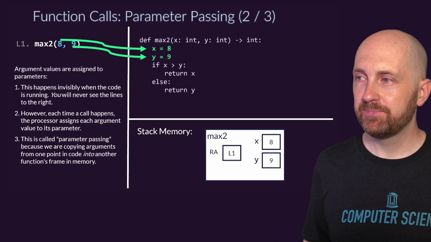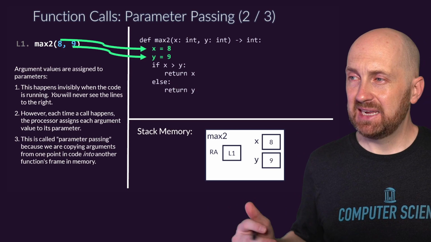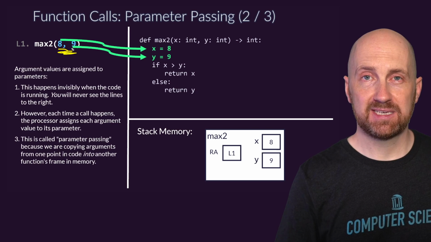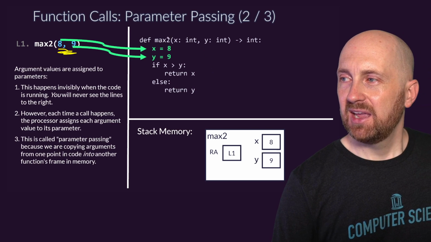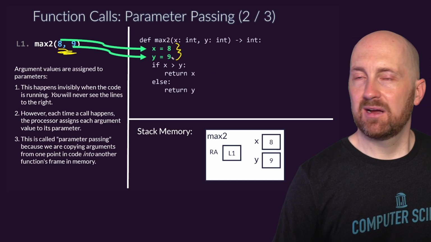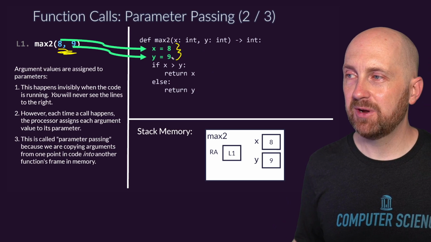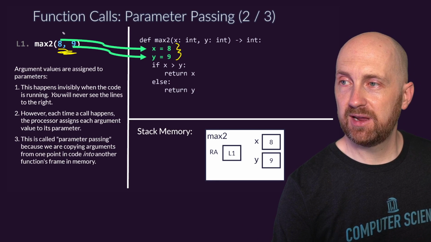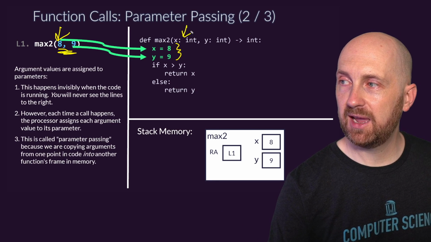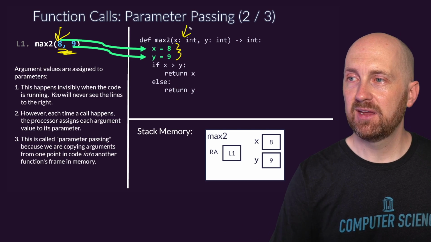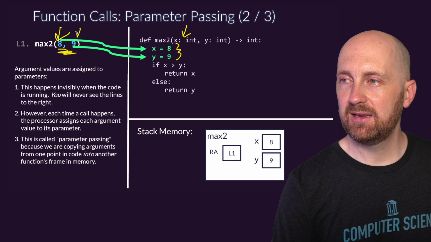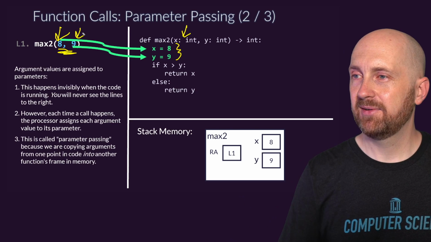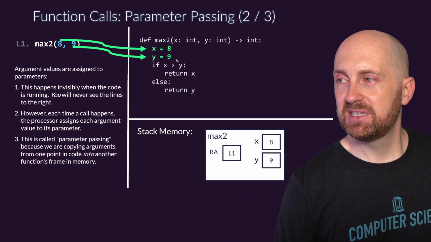What does that mean? Behind the scenes, when we evaluate the parameter passing step of this function call, it's as if the interpreter of our programs is saying, okay, we're going to assign x 8, which was the first argument that corresponds to x. So we're going to initialize x to be 8, and we're going to do the same with y. We're going to initialize y to be 9. And so this step happens invisibly.